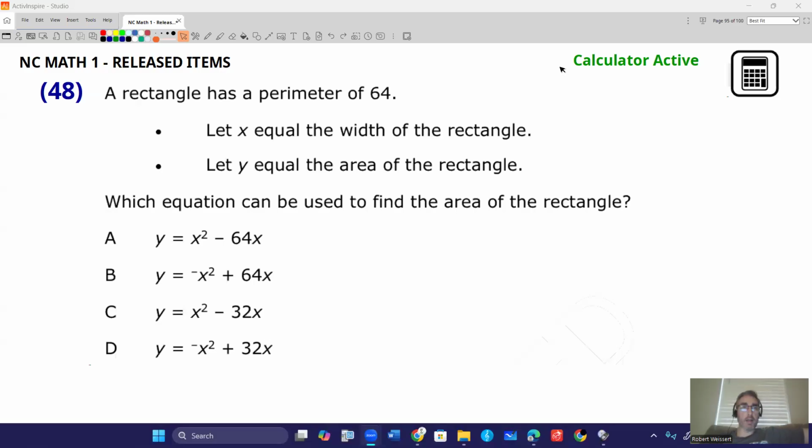Question 48, NC Math 1 release items, calculator active. A rectangle has a perimeter of 64. Let x equal the width of the rectangle. Let y equal the area of the rectangle. Which equation can be used to find the area of the rectangle? And you have four answer choices.